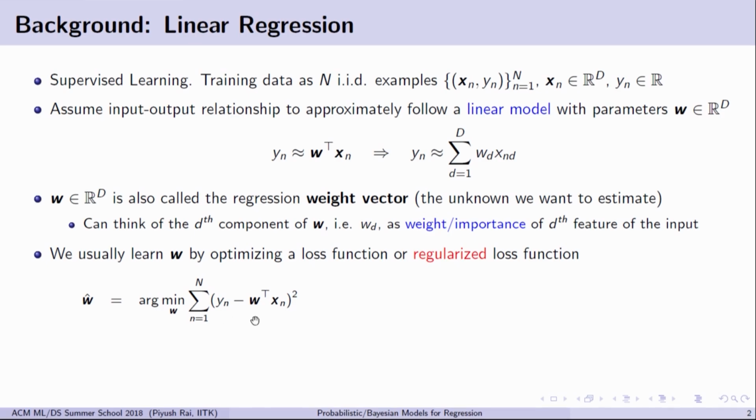Again, in order to solve for w, you have to take the derivative with respect to w, set it to 0, and then that gives you the solution. You might have seen this solution in the previous lectures. The solution has this form.